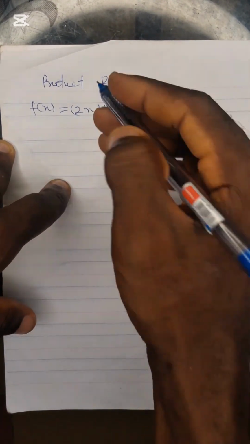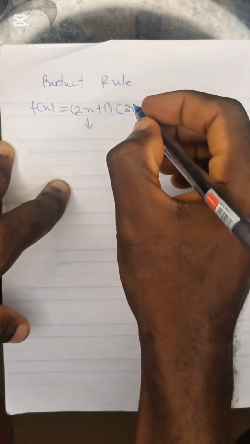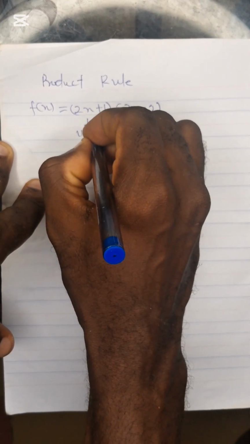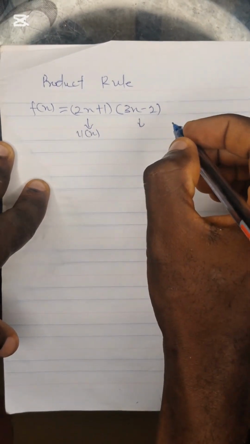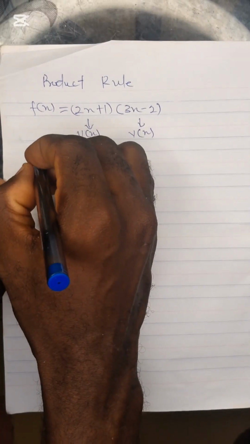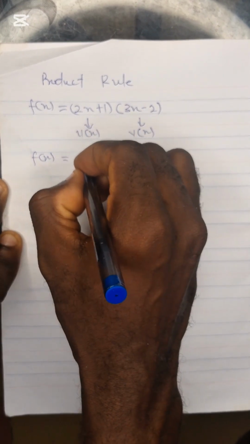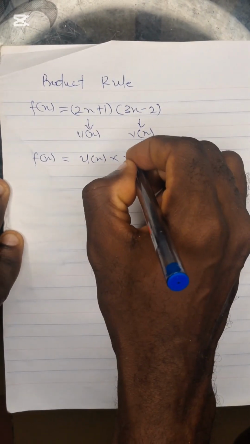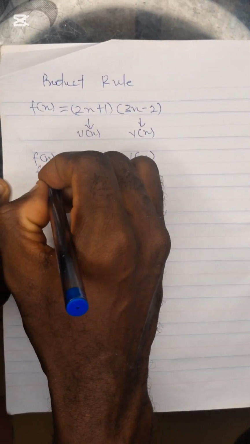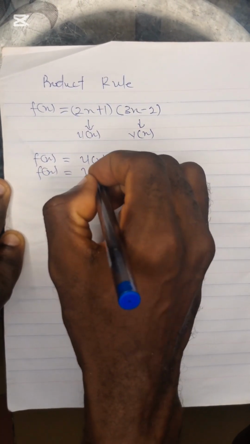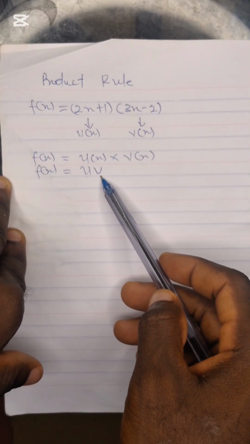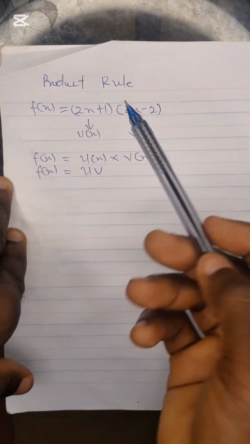on its own. We can say that 2x plus 1 is a certain function u of x, and then 3x minus 2 is a certain function v of x. In that case, f of x becomes u of x multiplying v of x. For simplicity's sake, we can write f of x as just uv. Now, we say that u and v multiplying forms the function f of x.